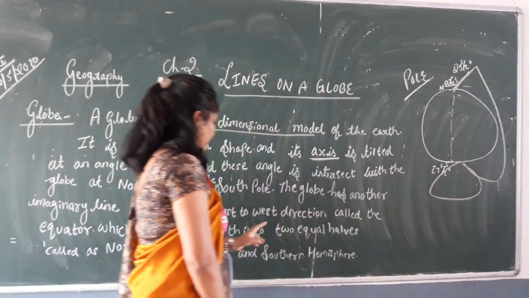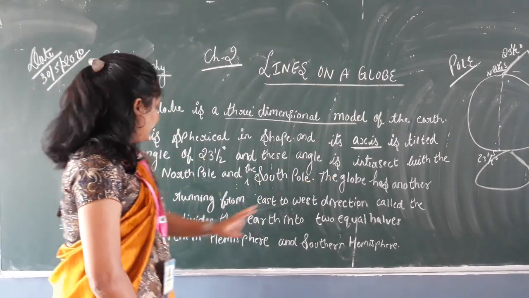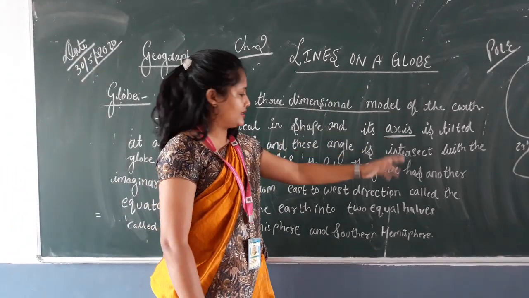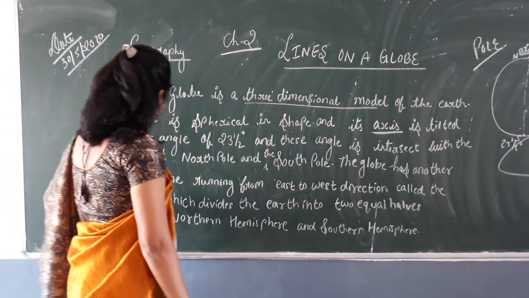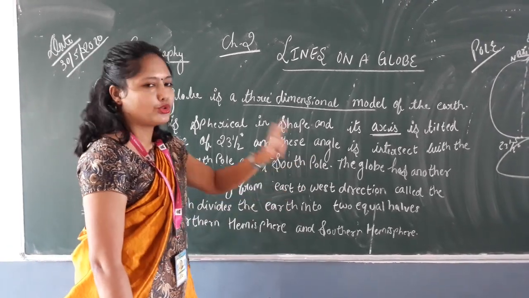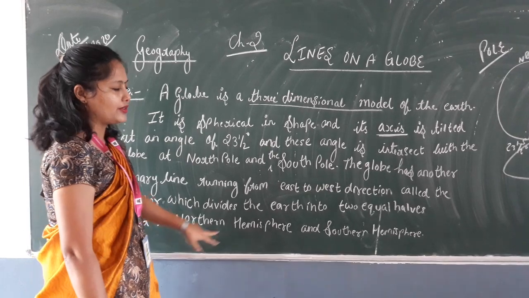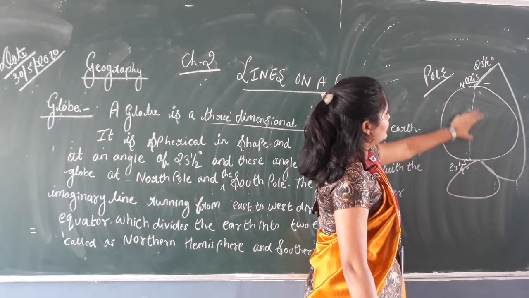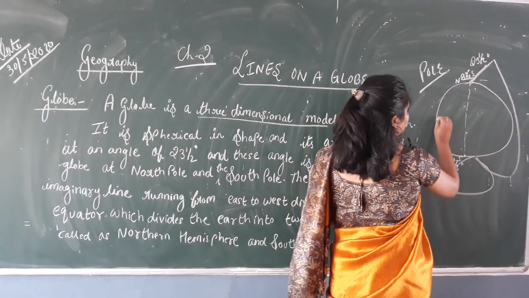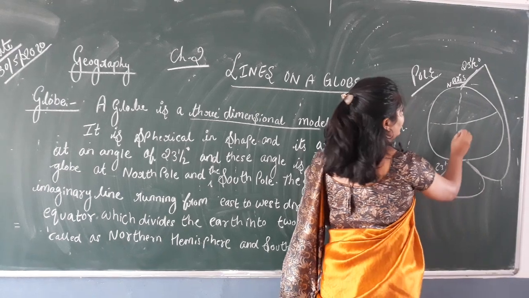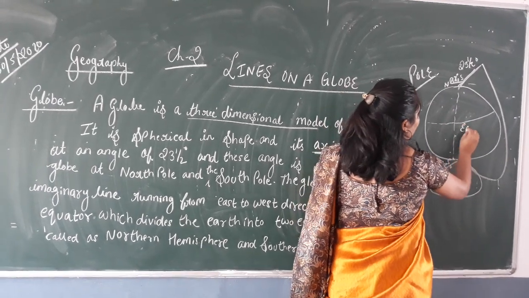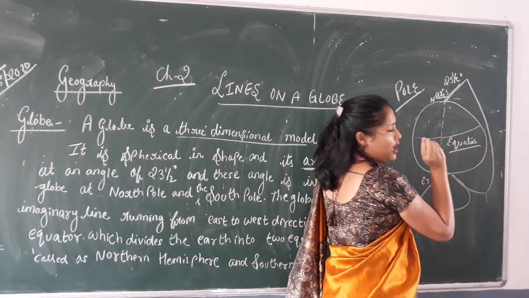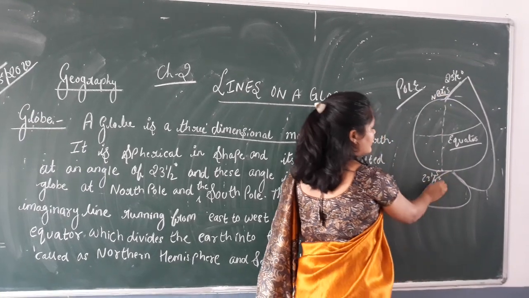Got it? Now see, the globe has another imaginary line running from east to west, called the equator, which divides the Earth into two equal halves, that is, the northern hemisphere and the southern hemisphere. Now see, this is the globe. One imaginary line has been drawn from that axis. One more line is there. It divides the Earth into two equal halves. It is called the equator. And this divides the Earth into the northern hemisphere and the southern hemisphere.